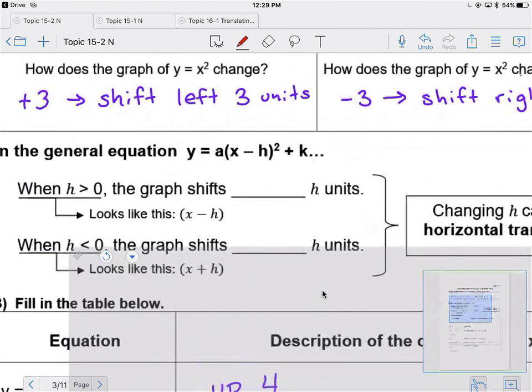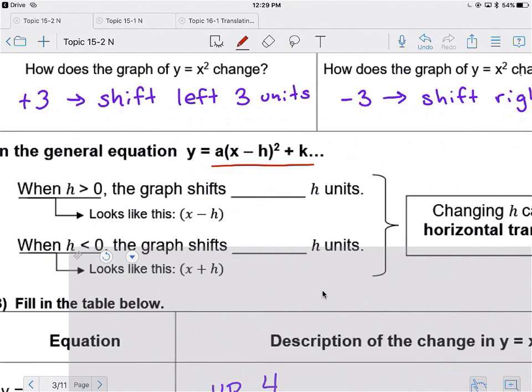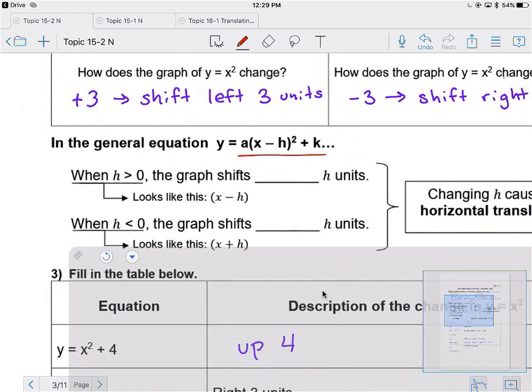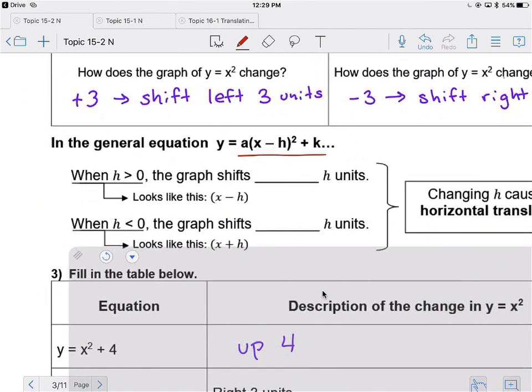So we had yesterday a general equation. We just had ax squared and k. Today we're adding in the h. H causes your horizontal translations on the inside. So when h is greater than 0, when it looks like x minus h, because our basic original equation, you always subtract h. So h is always the opposite of what you think it's going to be. So if we have a minus h, it moves to the right because it's really minus a positive number.